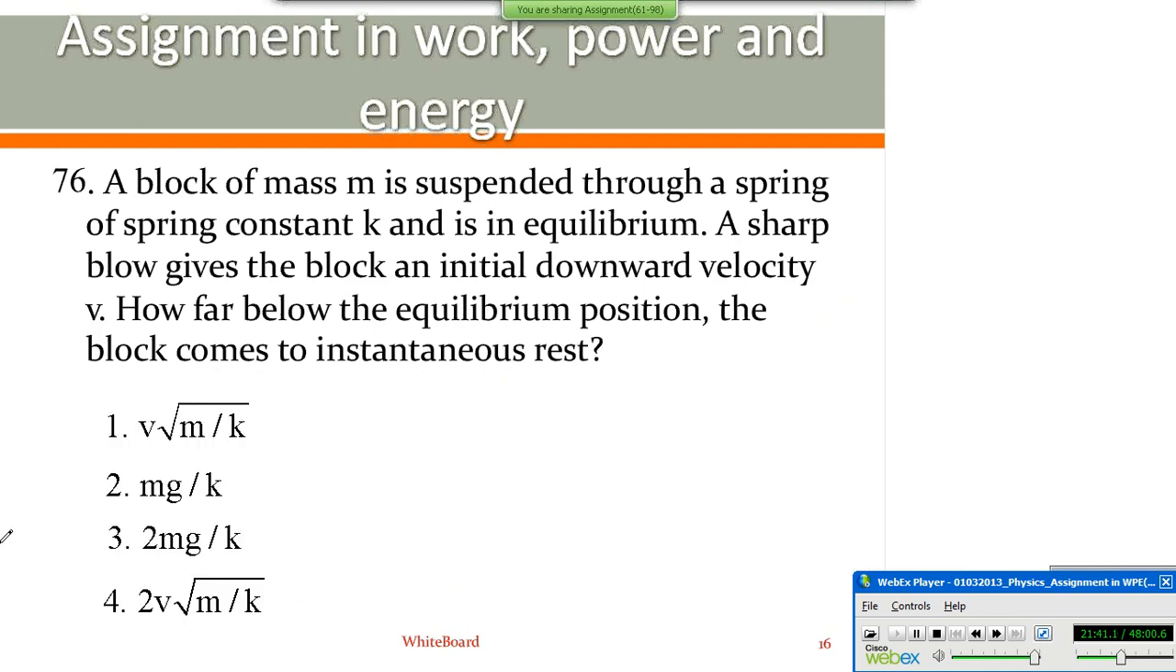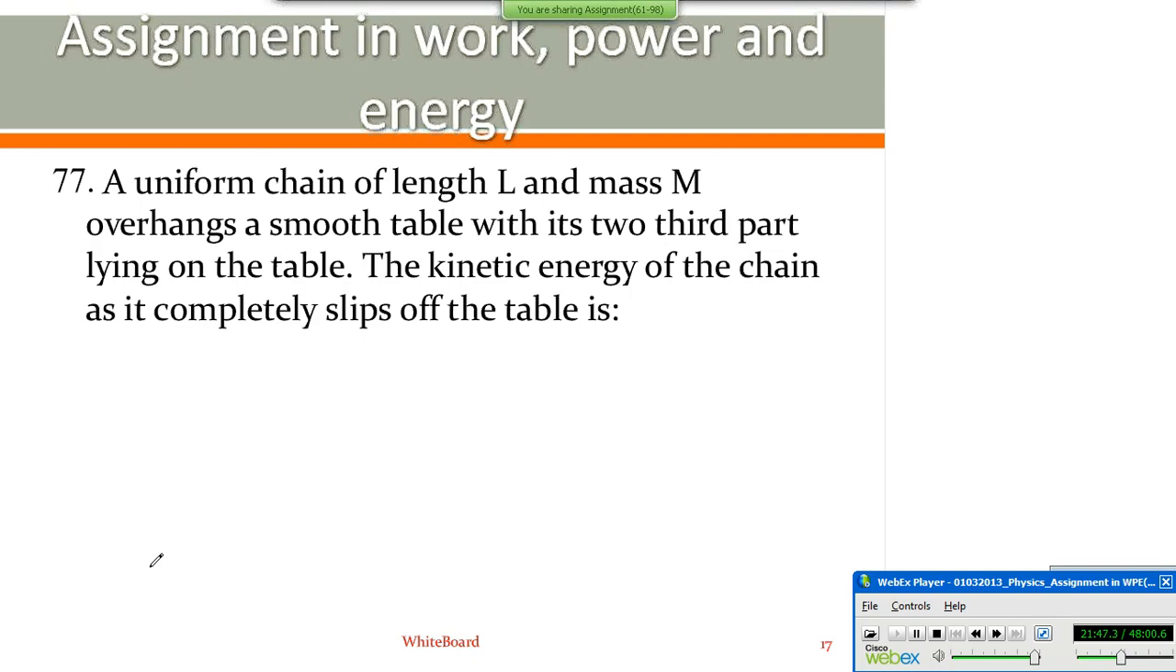So for question number 76, the first option is the answer. Next, see question number 77.